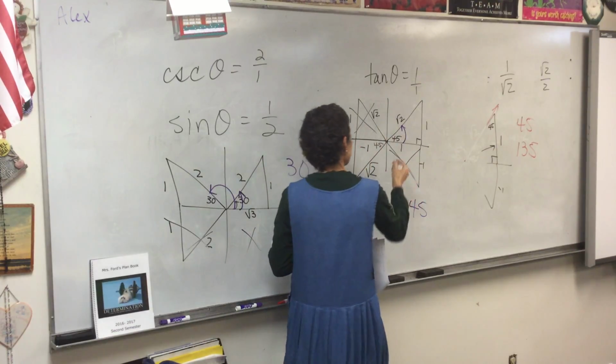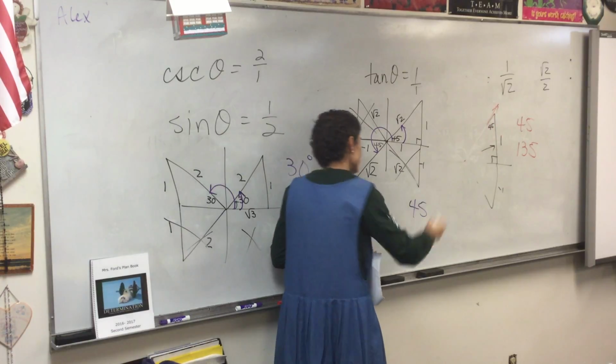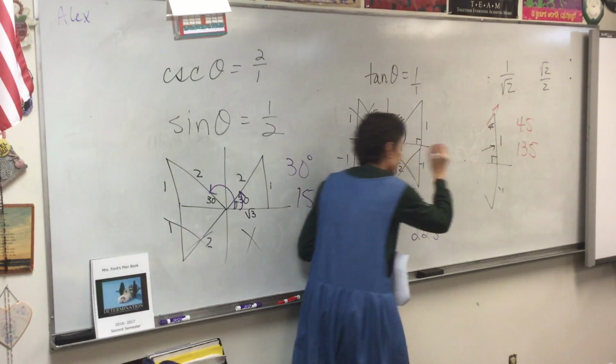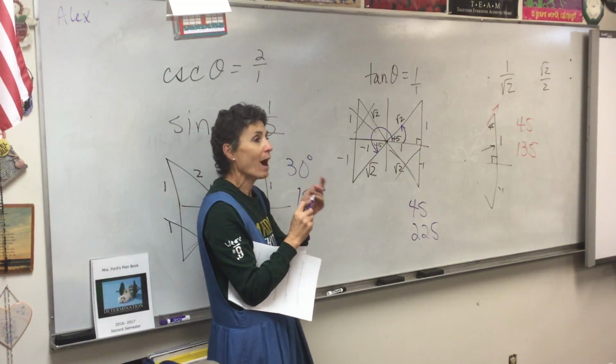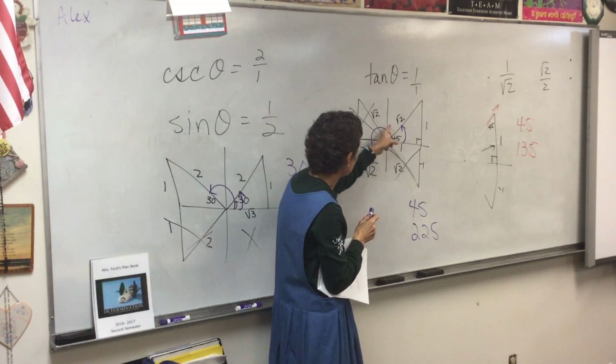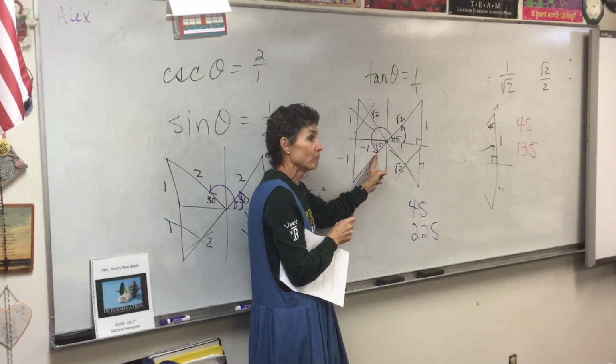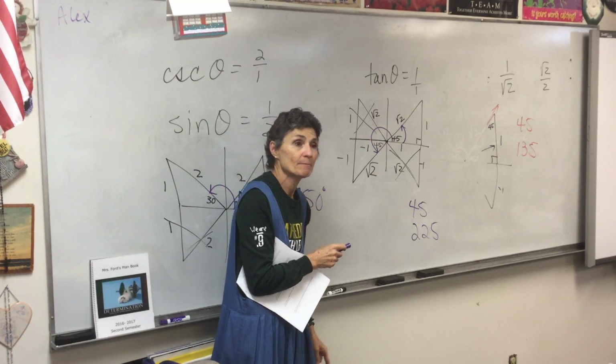All right, now I'll see who's paying attention. What's that one? 225. Amazing. Great job. Now, why is that 225? Because from here to here is 180, and then we're going 45 more.